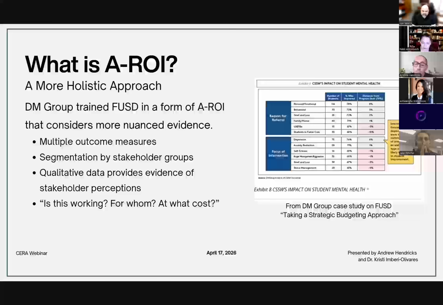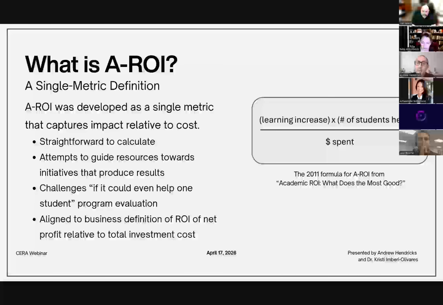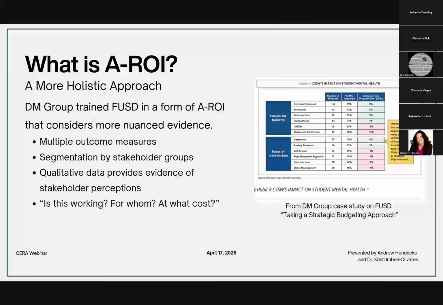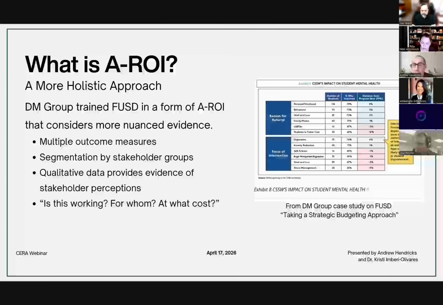There were focus groups, there were interviews, and so what had begun as this single metric way to get a sense of program cost effectiveness became a more nuanced, holistic look at program evaluation that included stakeholder perceptions, student groupings, multiple outcomes, etc.